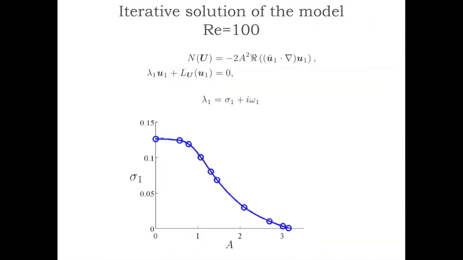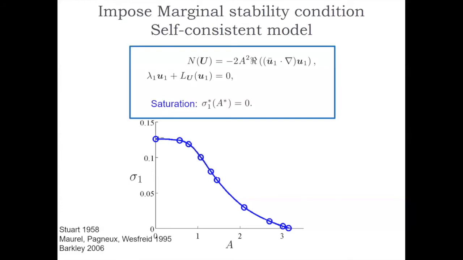Good. So now we have solved that problem, and you see that the real part of that eigenvalue, sigma 1, is decreasing as I change the amplitude, which is a free parameter. I need to solve that problem for every single value of A. Actually, I do that by the continuation method, using A as a continuation variable. And I find that after a certain value of A, I can make the system neutral. There is a specific value, let's call it A star, for which sigma 1 star is 0.